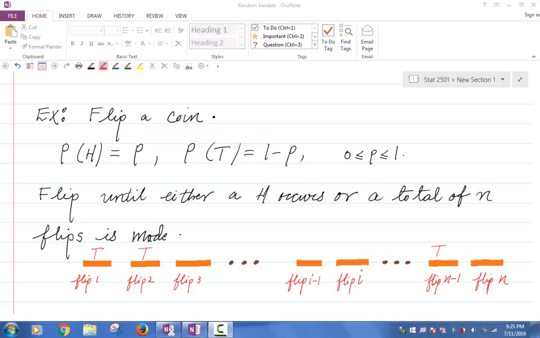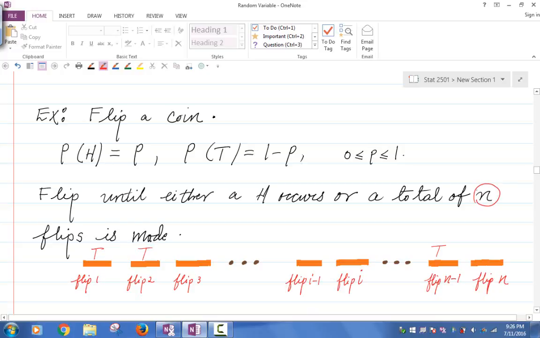Now, we flip the coin repeatedly until we get a head. As soon as we get a head, we count the number of flips required to get the first head. We are also fixing a positive integer n.